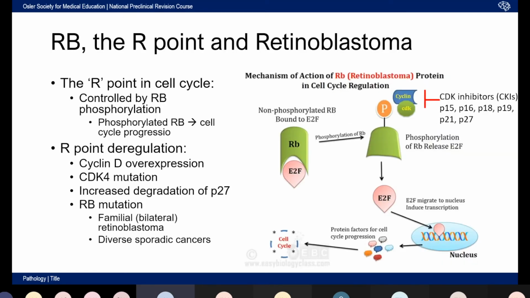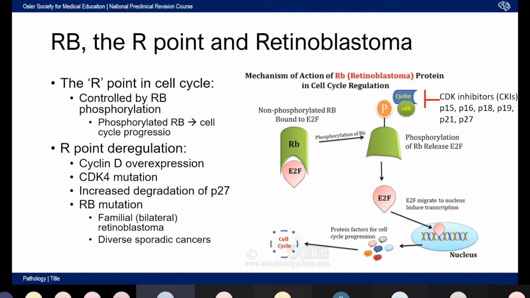So an important tumor suppressor gene is RB, which is retinoblastoma. So the R point in the cell cycle is the point at the G1/S checkpoint, and after this, the cell becomes committed to the cell cycle. So the phosphorylation of RB plays an important role at the R point.